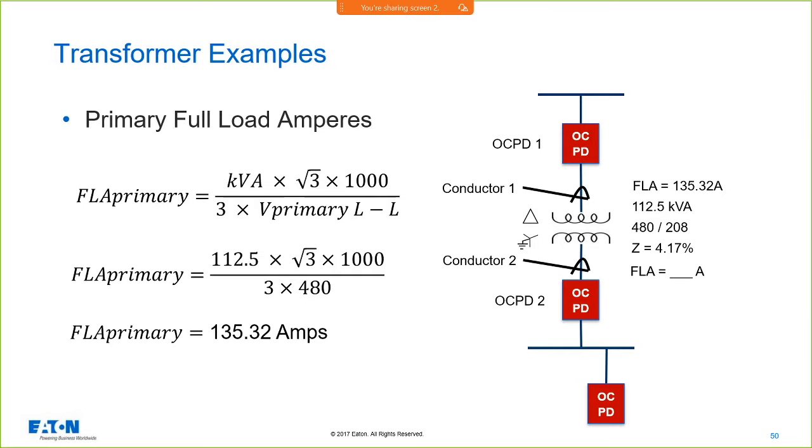All right, so primary full load amps. My primary full load amps is 135.32. I take my 112.5 times square root of 3, divide that by 3, divide that by 480, multiply that by 1,000, and I get 135.32 amps. I probably shouldn't go out to 2 decimal points, but in any case, I did. 135 amps on the primary.